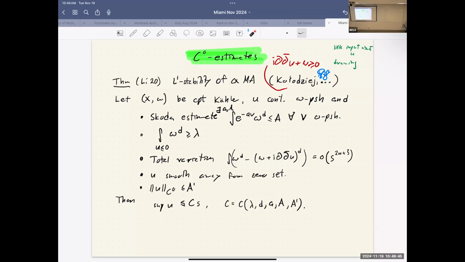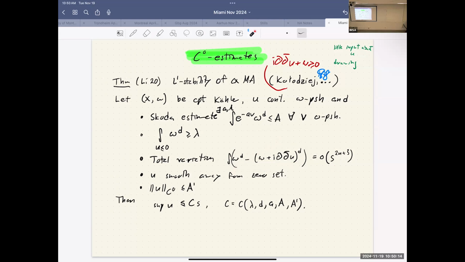And there. So a few more conditions here. If we look at the sub-zero set of U, it should have some volume. I'm fixing the volume here. And I also want the total variation of the volume form of omega and the volume form of U, the total variation of the difference here, to be small.